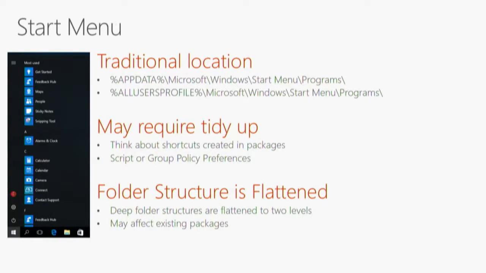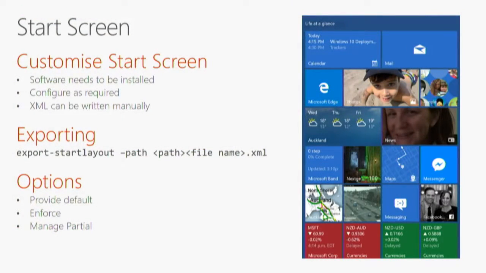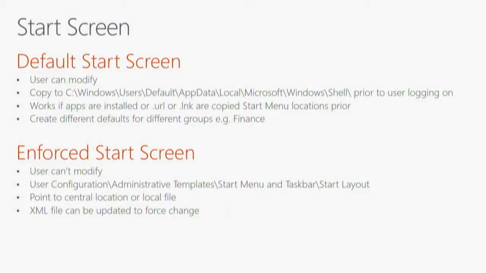So for customers that might have separated them by folders, like this is our organization's app folder and then all those separate folders, it did mean they had to do some reconfiguration of some of their packages. Customizing the start screen is just an XML file to export once you've done your configuration, and we can set a default start screen by dropping that file into a specific location. We can enforce it, say for a call center, via group policy.